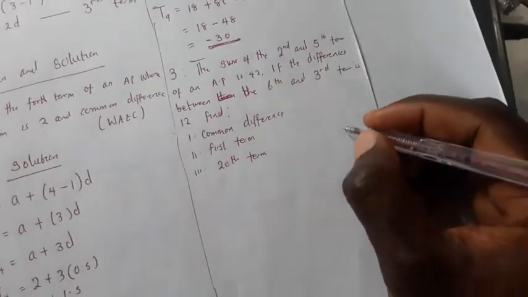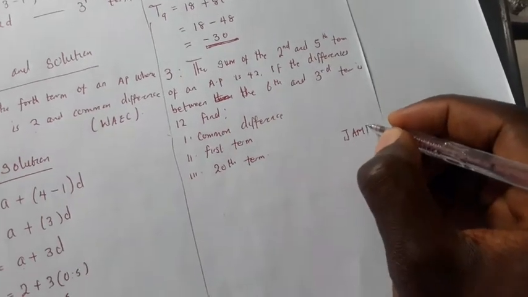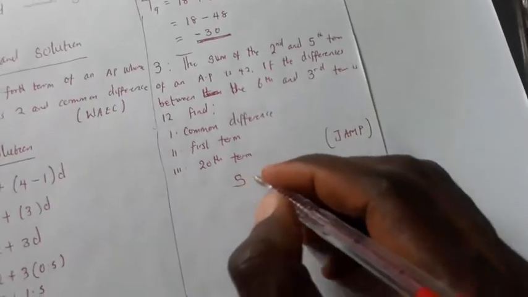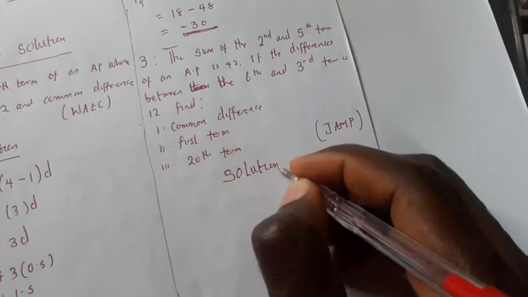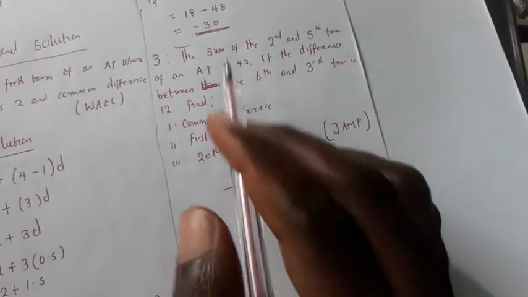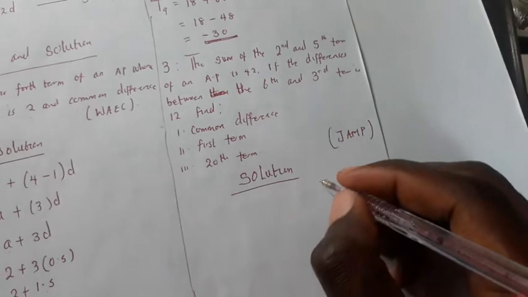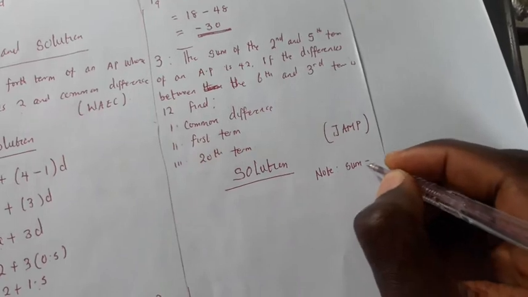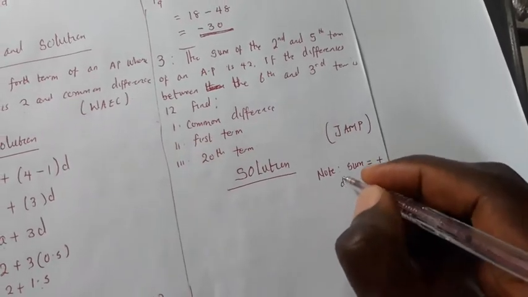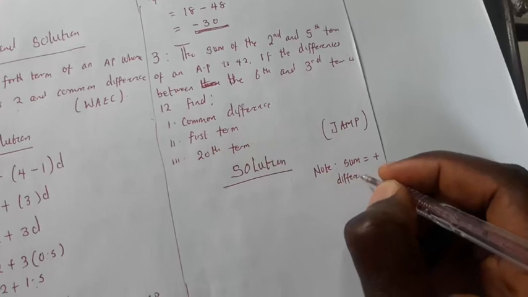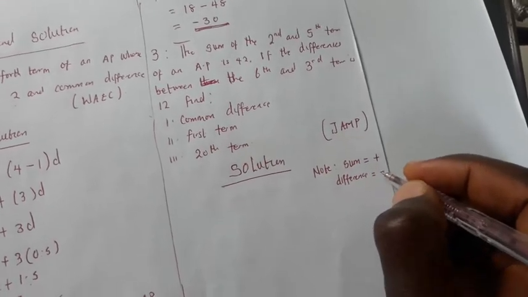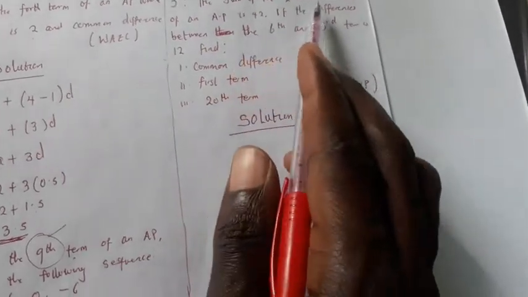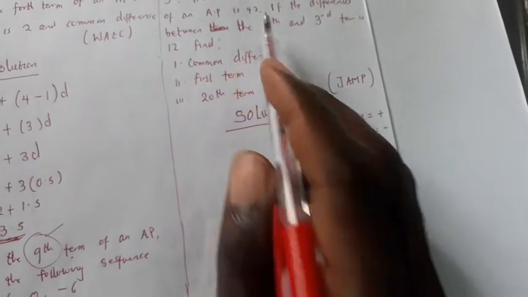This is a JAMB question. JAMB, we want to show you that they are smart. But believe me, JAMB is very simple. Solution. The sum, always note something here, please. Note, sum is equivalent to plus. Difference is equivalent to minus, subtraction, which is negative. Now, the question says, the sum of the second and the fifth term of an AP is 42.